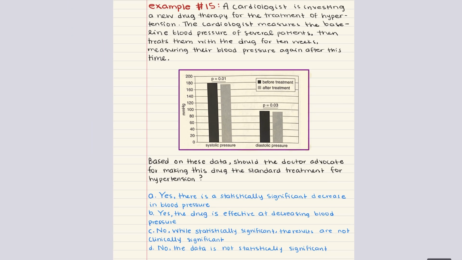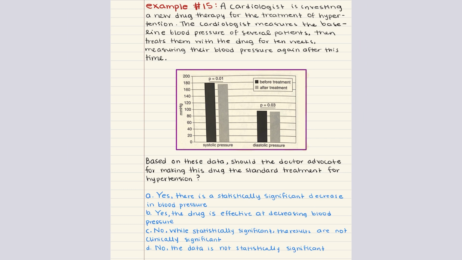This problem says a cardiologist is investigating a new drug therapy for the treatment of hypertension. The cardiologist measures the baseline blood pressure of several patients, then treats them with the drug for 10 weeks. And he measures their blood pressure again after this time. We see the data right here. Based on this data, should the doctor advocate for making this drug the standard treatment for hypertension?